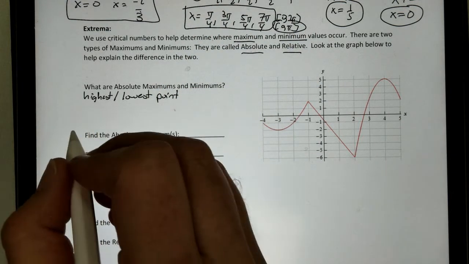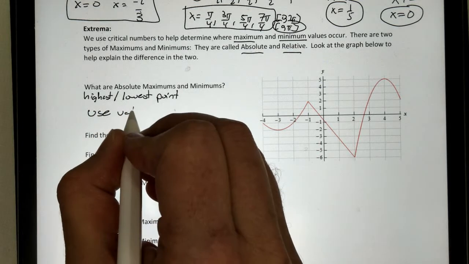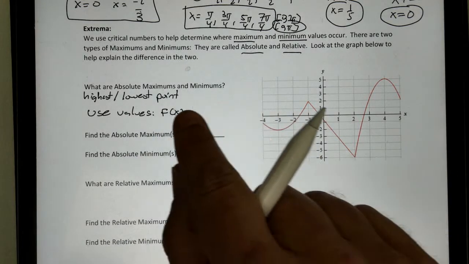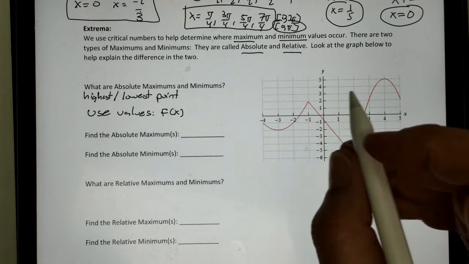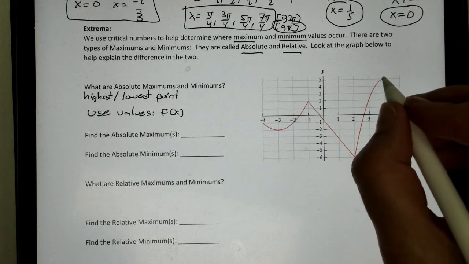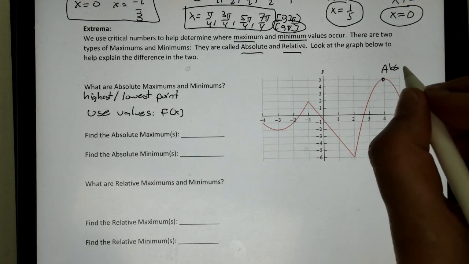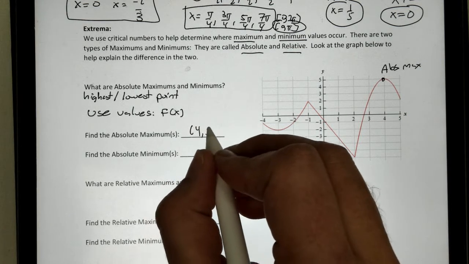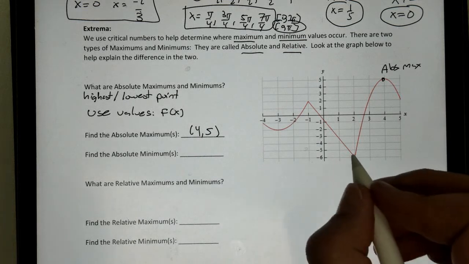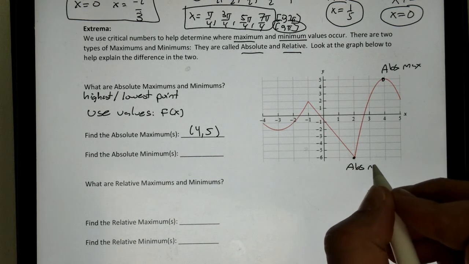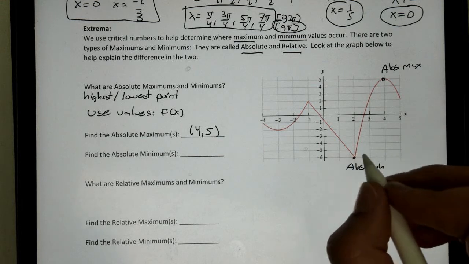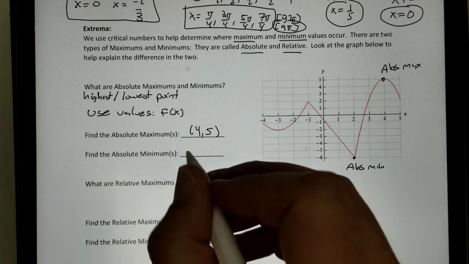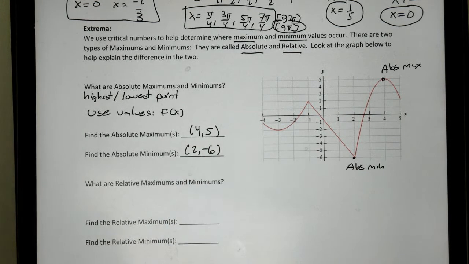Now, for these, we are going to use the values themselves. In other words, we're looking at the function. And if I were to take a look here, I can actually kind of pinpoint it. My highest point, it looks like it's going to be here. So there is my absolute maximum. And it's at the point 4, 5. And I can write that out here, 4, 5. My absolute minimum looks here. There's my absolute minimum. It's the lowest point on the graph. It doesn't matter if it's a corner or a cusp. It's a point on the graph. And this is going to give us 2, -6. Right there.